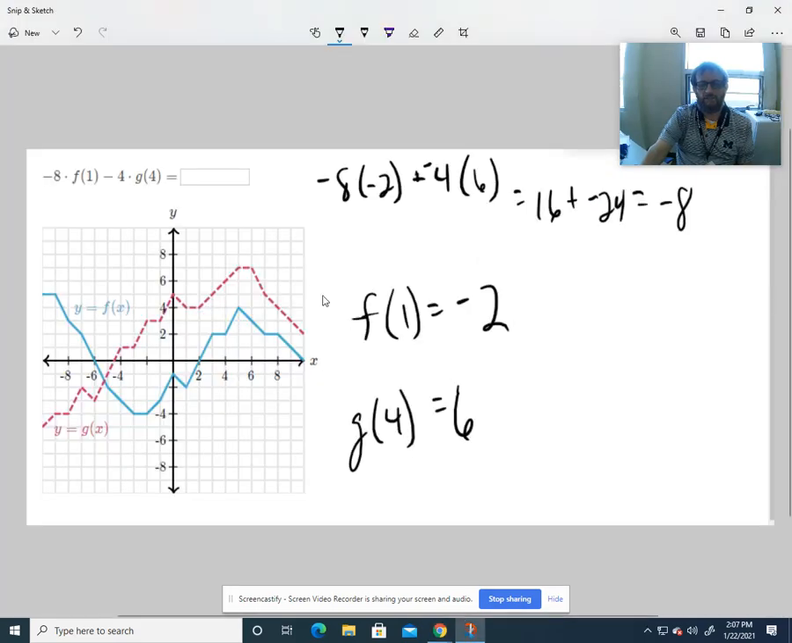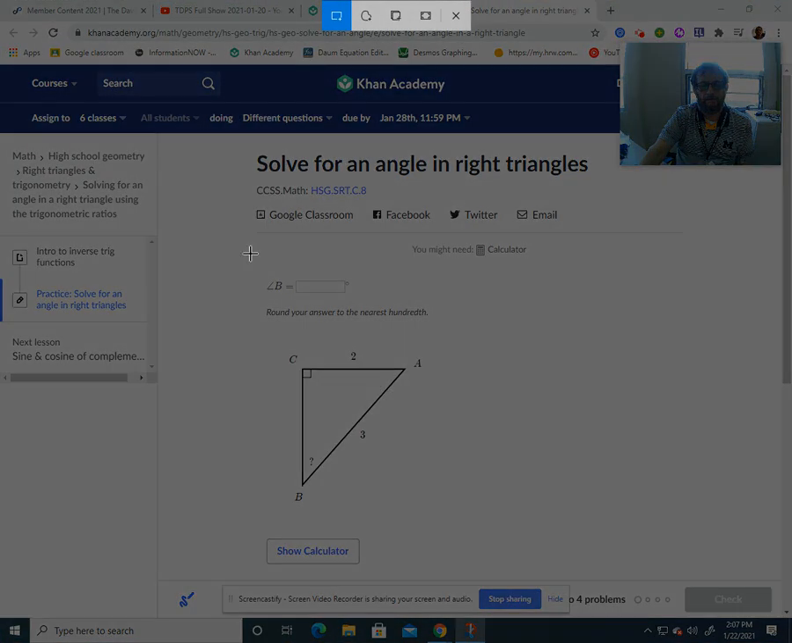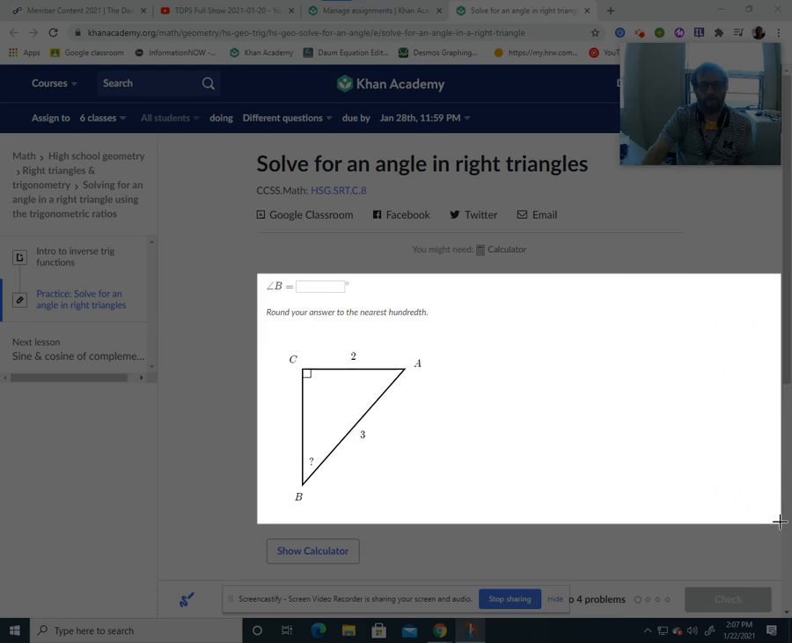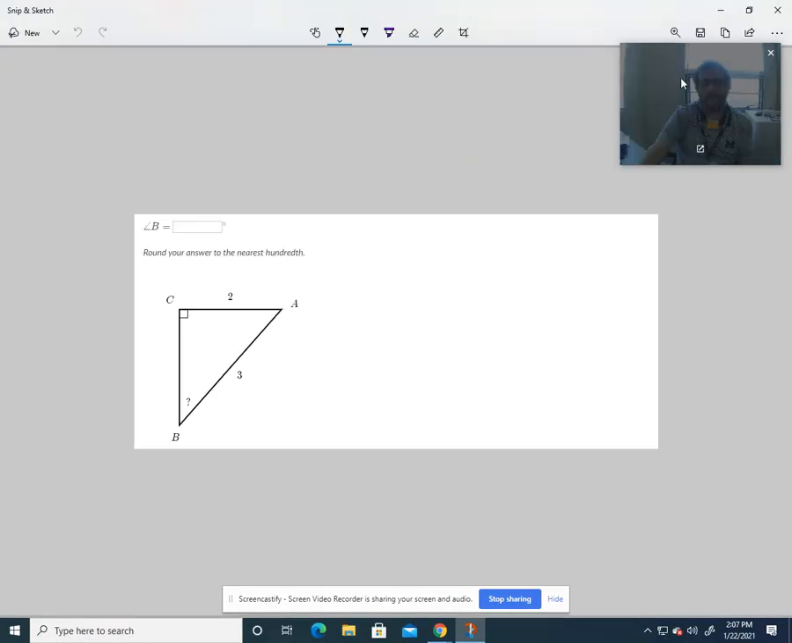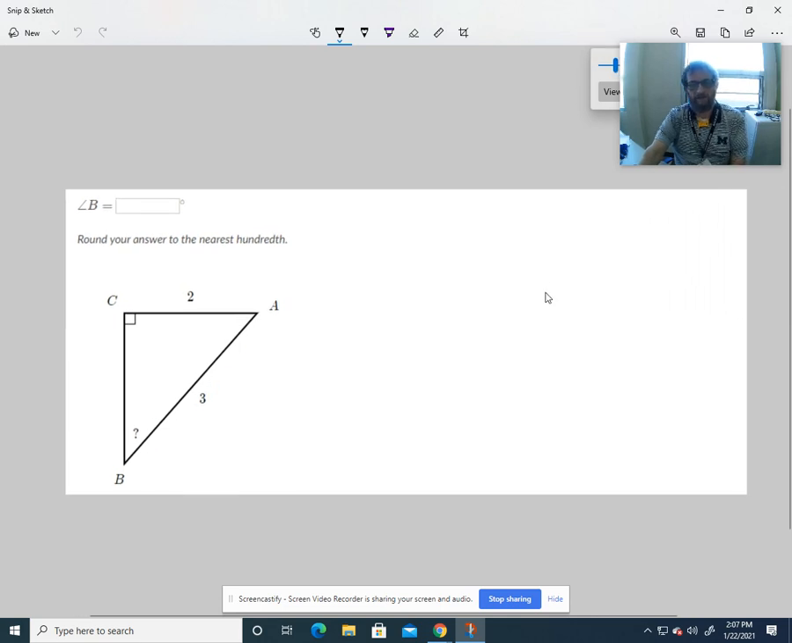All right, one more for today. Let's see what this one is having us do. It's having us find angles using trig. Okay, that shouldn't be too bad. Now again, before we do this, I'm going to review again.